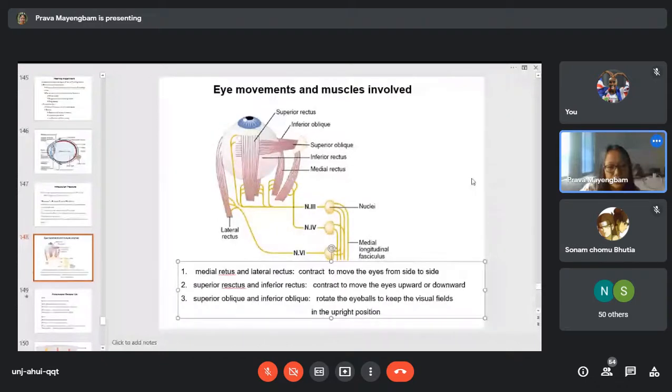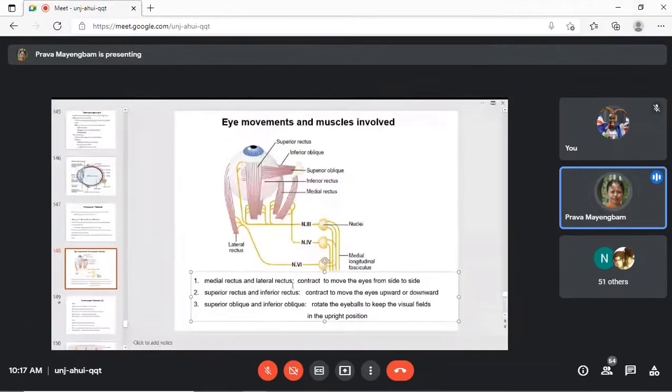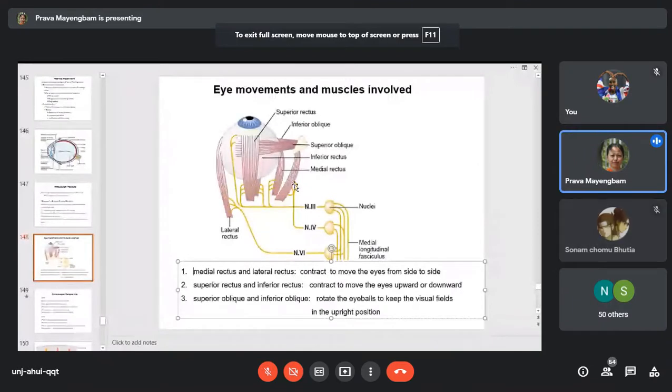So these are the muscles which are required for movement of the eye. One is the medial rectus and the lateral rectus. What they are going to do is contract to move the eyes from side to side. When one contracts, it allows the eye to move to this side; when it relaxes, the eye moves to the other side, like that.